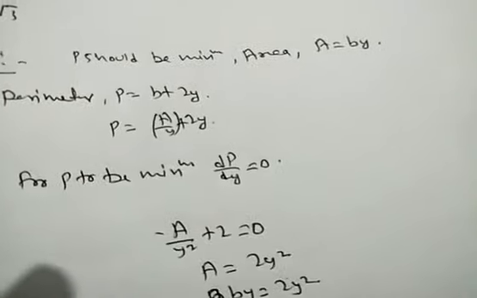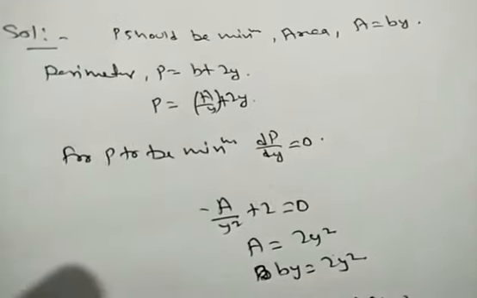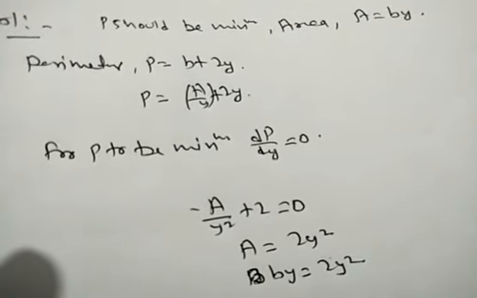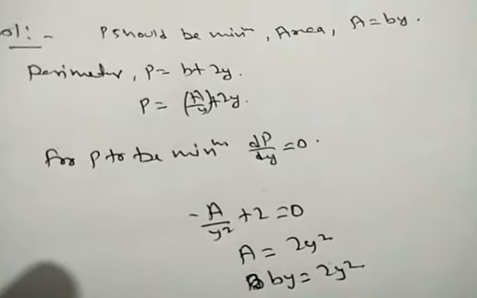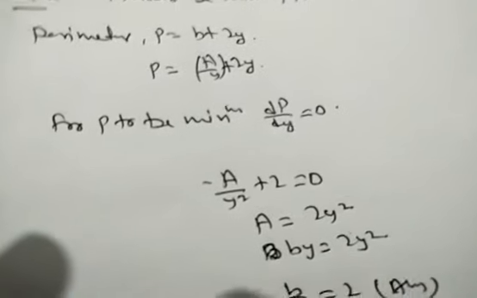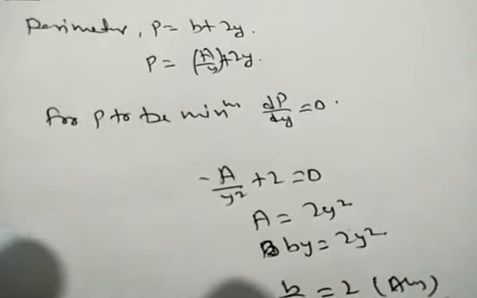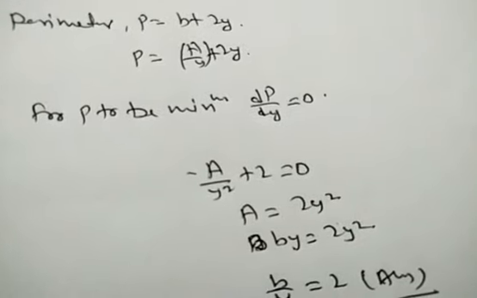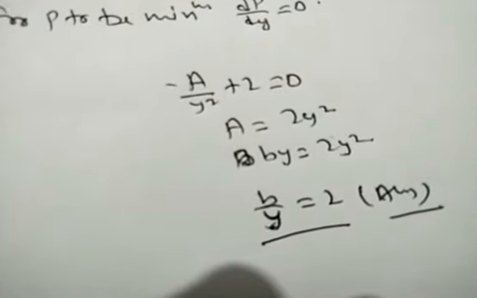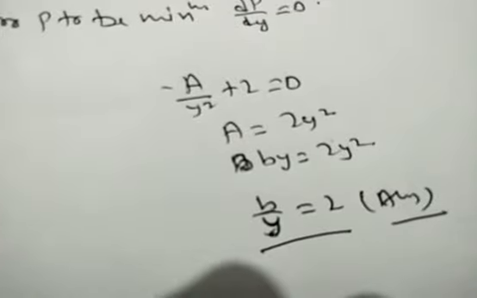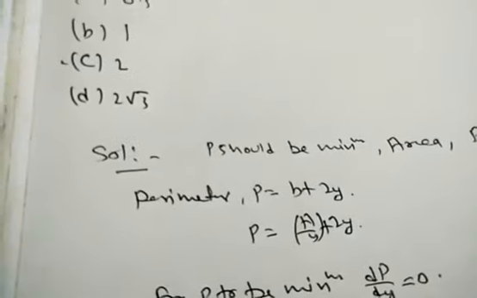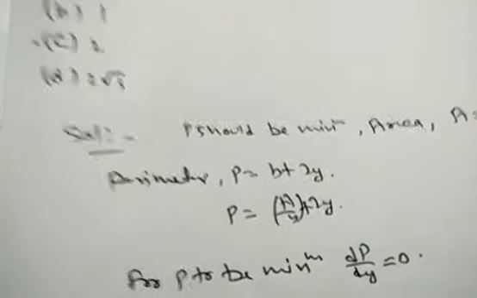Solution. The perimeter P should be minimum. Area A equal to B into Y, perimeter for a rectangular section equal to B plus 2Y. Solve this for perimeter P to be minimum, dP upon dy equal to 0. Then B by Y equals 2, and option C is correct.